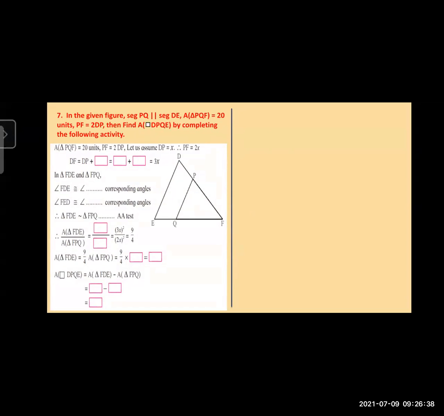In the given figure, seg PQ is parallel to seg DE, and the area of triangle PQF is equal to 20 units. PF is equal to 2 times DP. Then find the area of quadrilateral DPQE by completing the following activity. Students, in your exam, such type of activity can be asked for 2 or 3 marks.